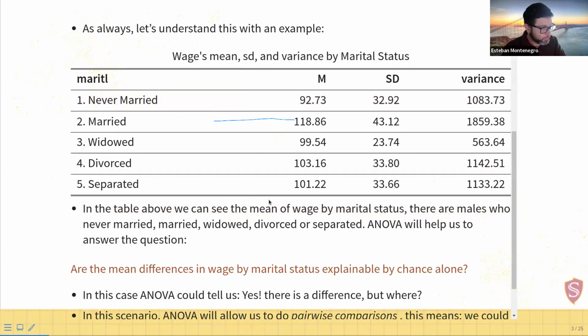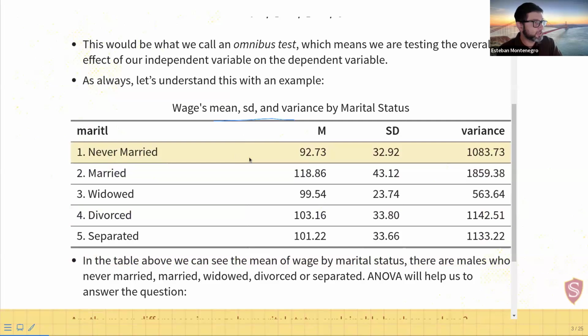Let's see an example. Let's imagine that you want to test if there is a mean difference in wage when people were never married, when they were married, widowed, divorced, or separated, right? Because all these groups actually have a different average wage, right?